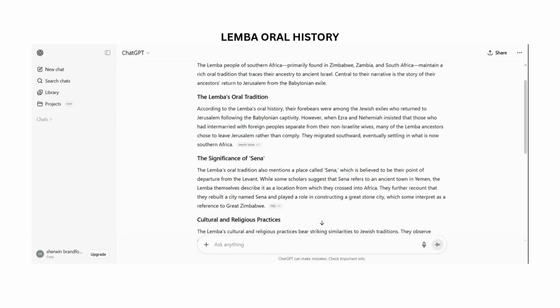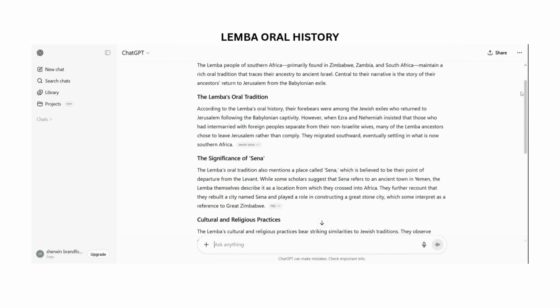Ezra, and for those of you familiar, when Ezra helped to facilitate this relocation of the Jews back to Jerusalem after the Babylonian exile, there was a mandate that you needed to get rid of your foreign spouse. Everyone had to get rid of them. And this oral history of the Lemba people is saying that many in that group decided that they'd rather leave Jerusalem than get rid of their foreign spouse.